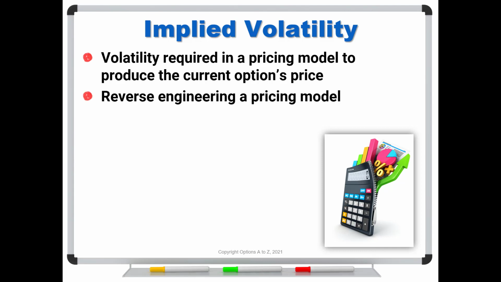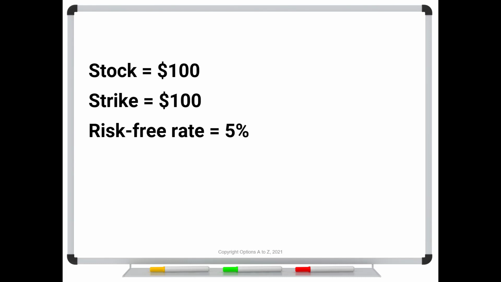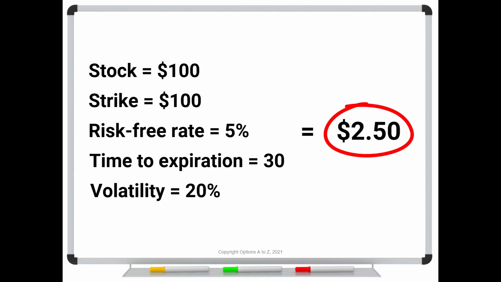model. So for instance, let's say that we have a stock trading for 100, strike is 100, risk-free interest rate is 5%, time to expiration is 30 days, and volatility is 20%. If we put these 5 factors into a pricing model, it's going to tell us that this option should be trading for $2.50. And that number is actually what we call the fair value.